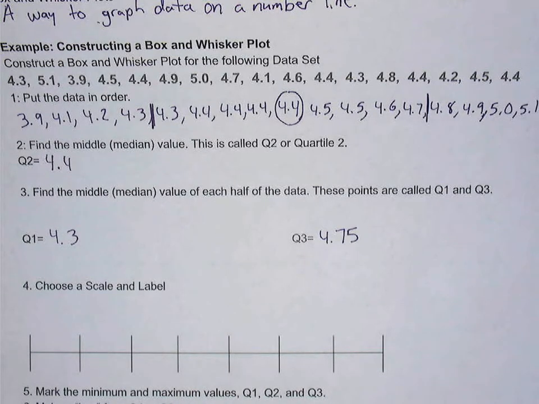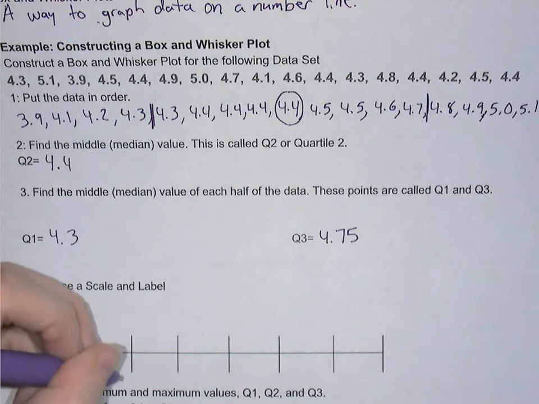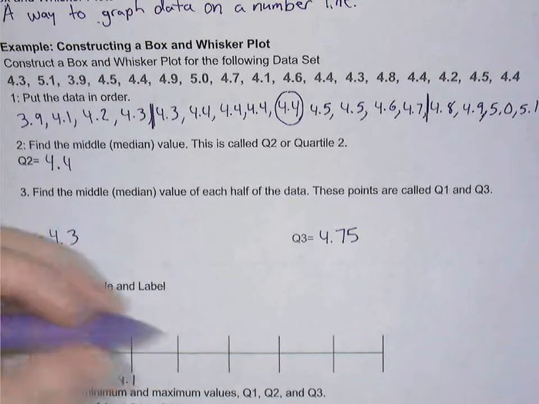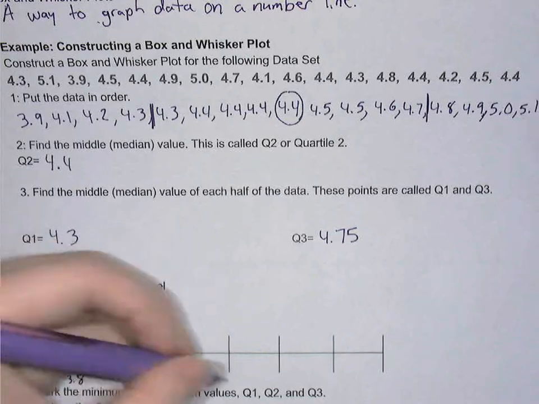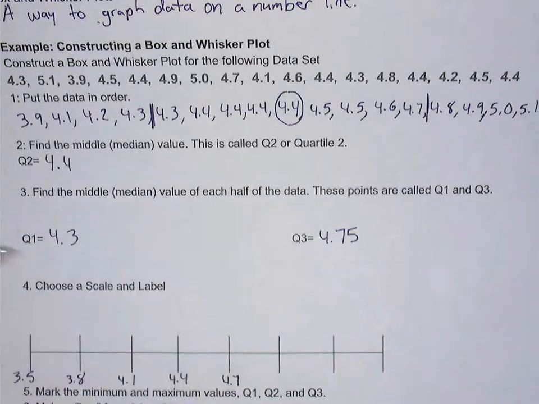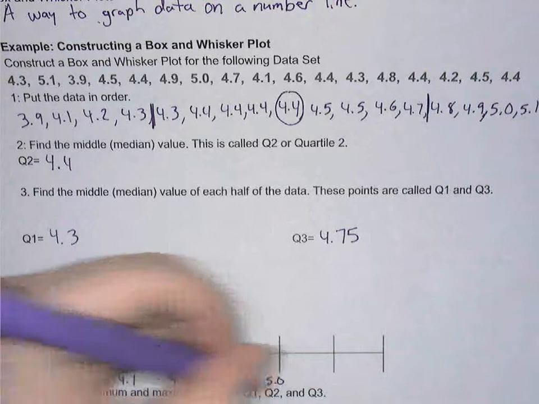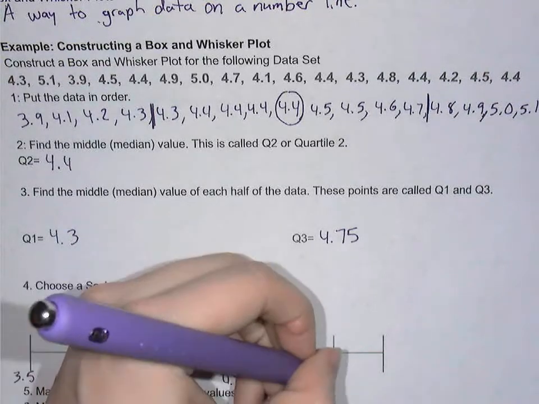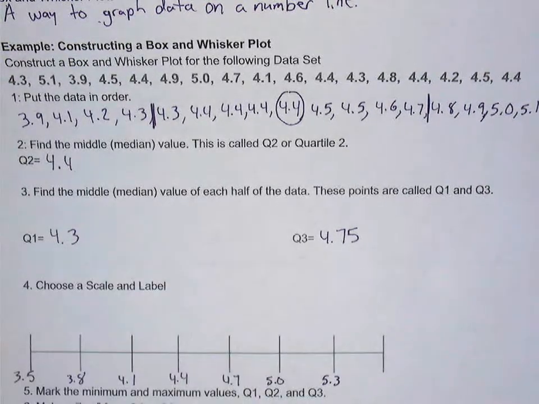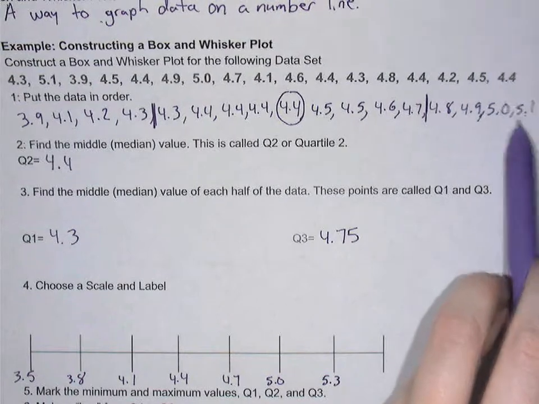So let me start at maybe 3.5. And it doesn't really matter where you start. I'm just starting there because I wanted to start on a 0.5. Then we should go 3.8, add another 0.3 and get to 4.1. Then we've got 4.4, 4.7, 5.0, and then 5.3. And that will give us room for all of our data because we only go to 5.1.